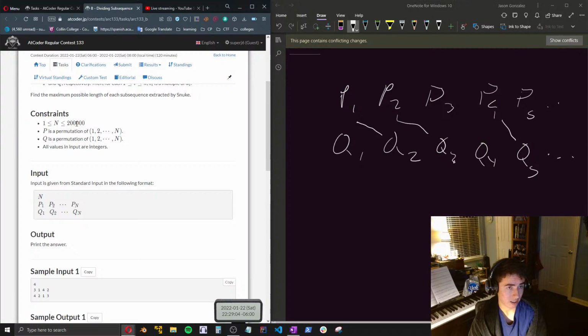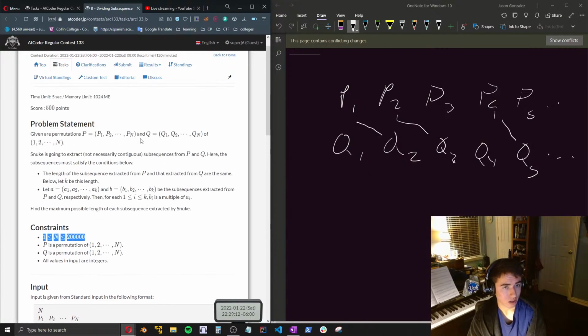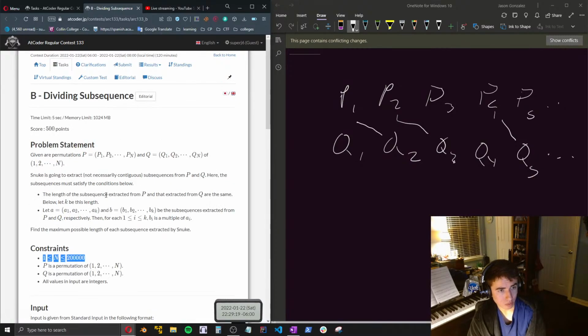Maximum value of n is 2000. Oh wait, they're permutations. That's probably important. Because each value from 1 to n appears only once, how many other values will you go to?